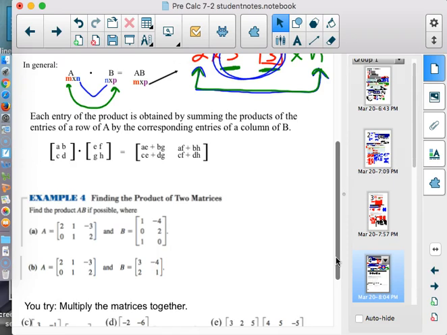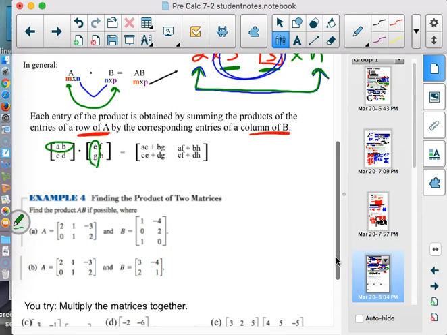So each entry of the product is obtained by summing the products of the entries of the row of A by the corresponding entries of the column of B. So this is where it gets a little tricky. This is one of those things where you have to train your brain on how to move in two different directions at one time. Because what we do is take the entries of the first row times the entries of the first column and add them together. So A times E plus B times G. So first row, first column. Then you would take the second row down here and you'd say, okay, I need the second row times the first column. So C times E plus D times G.